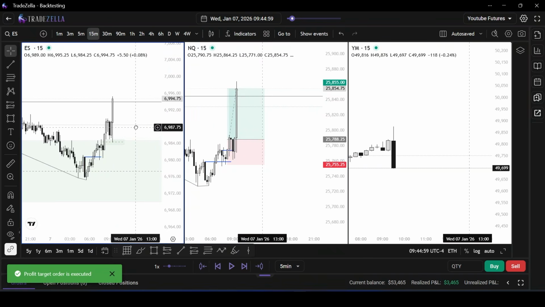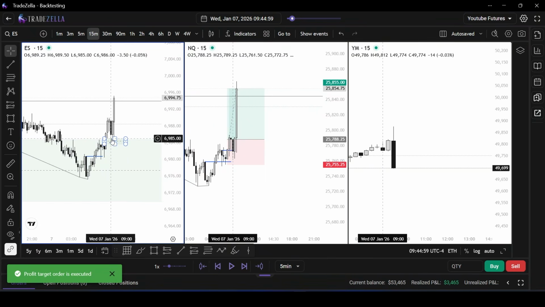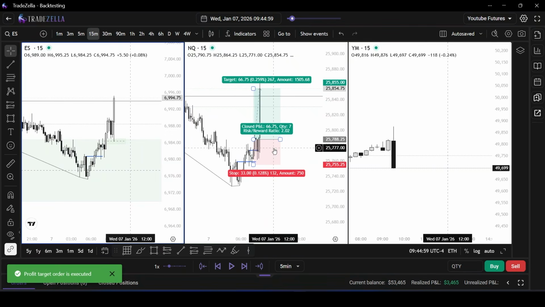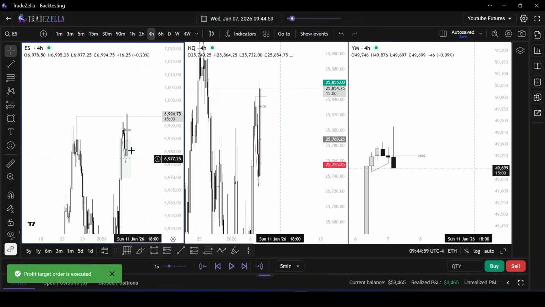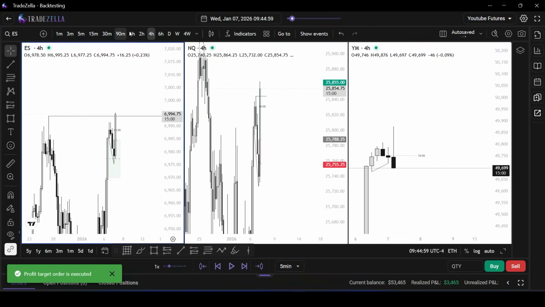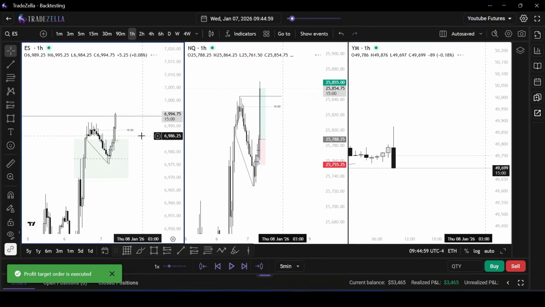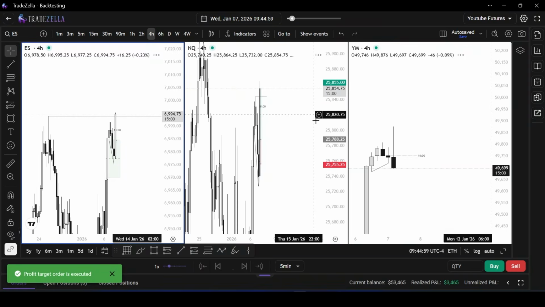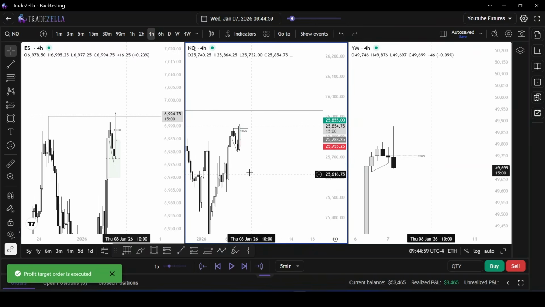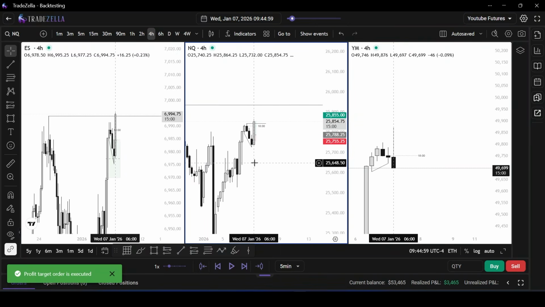Even on this asset, we retrace into this fair value gap, then expanded away as we did on this asset too. So both assets delivered into our drawn liquidity. So it literally makes enough sense, right? We traded from a 4-hour fractal model. Our first trade was from a daily fractal model.